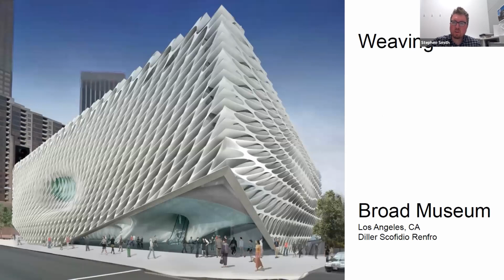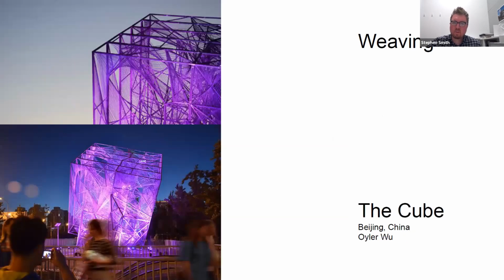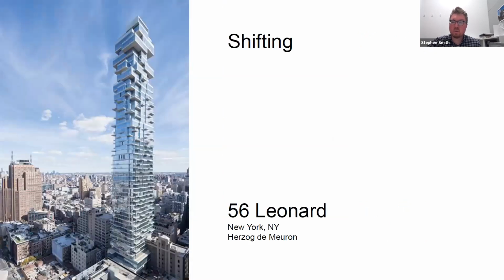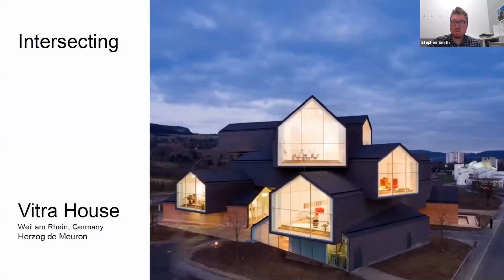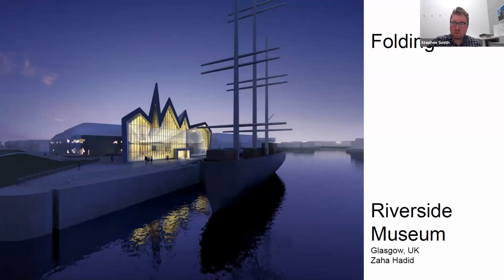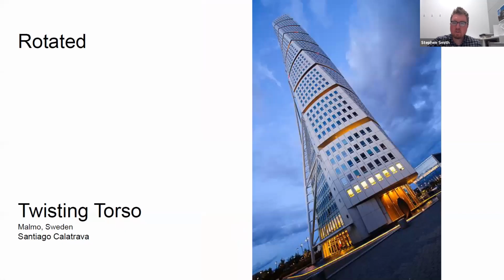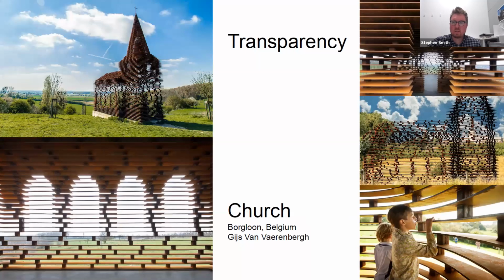Here's an example of weaving and another one of weaving. We think about shifting horizontally or vertically, or stacking. These are all spatial verbs that convey movement. Intersecting, folding, rotating. All of these action verbs give you a sense of movement.